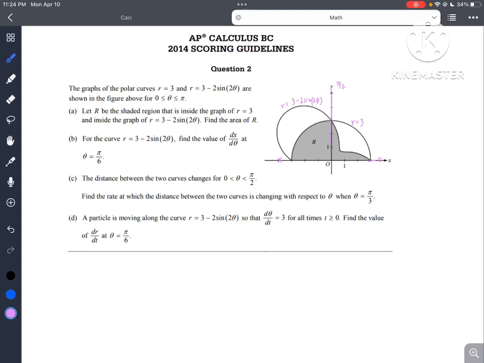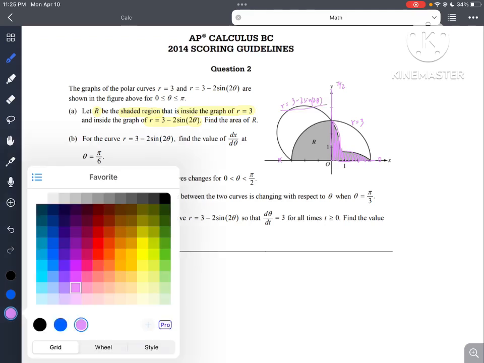Firstly, we need to find the area of R. So the question tells us that R is a shaded region inside the graph of r is equal to 3 and r is equal to 3 minus 2 sine 2 theta. So this is the first part of R from 0 to pi over 2, and then it's under this graph.